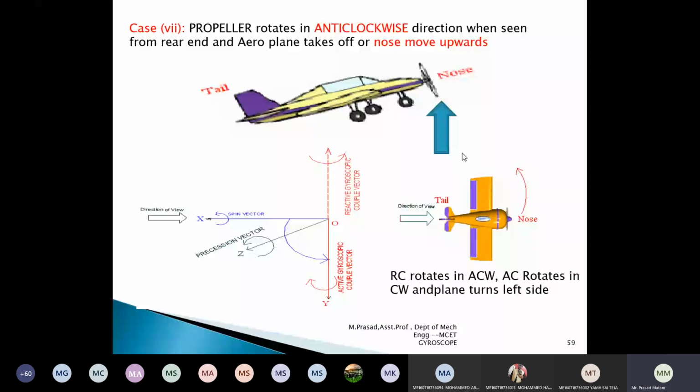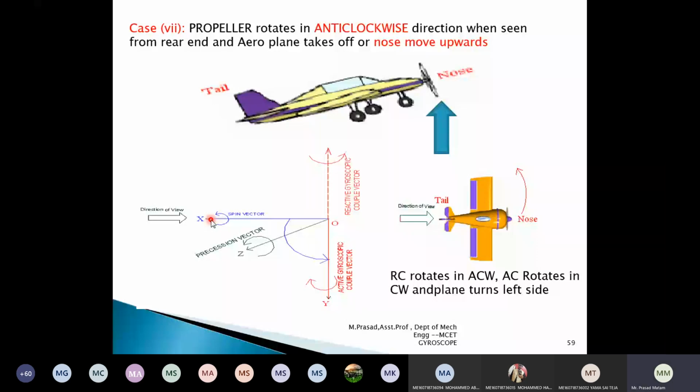You can see here, propeller rotates in anti-clockwise motion. When it rotates anti-clockwise, what is my spin vector direction? Negative x-axis. With respect to my direction of view, it is coming towards me. Where am I getting the pressure vector here?